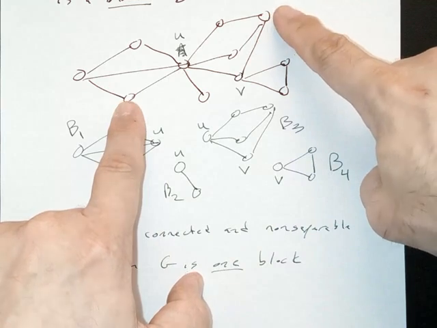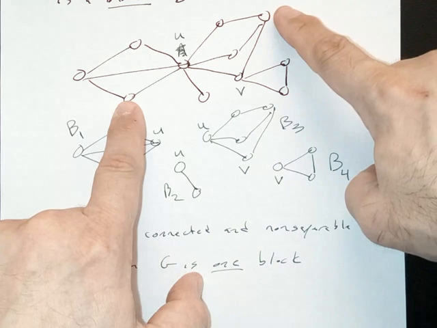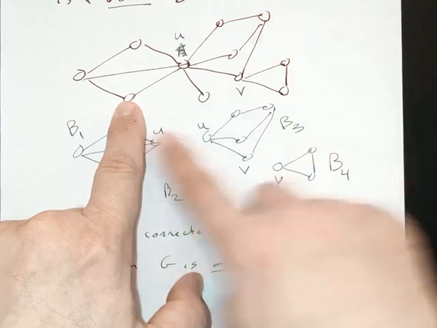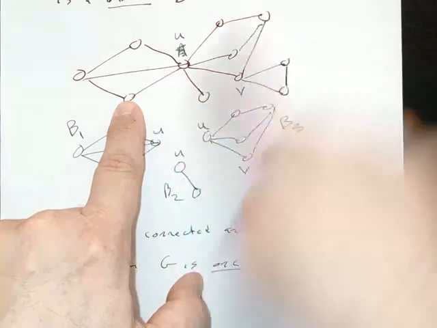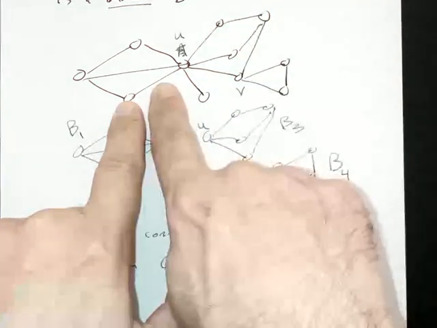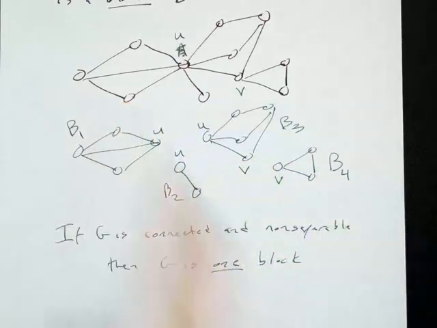In order to go from here to here, I've got to go through V. That means there's no cycle, because even if I went in a different way, I'd have to go back through U. I'm not allowed to repeat an edge or a vertex on a cycle. I have to cross the cut vertex. If you pick two vertices that are not on a common cycle, they must be in different blocks.